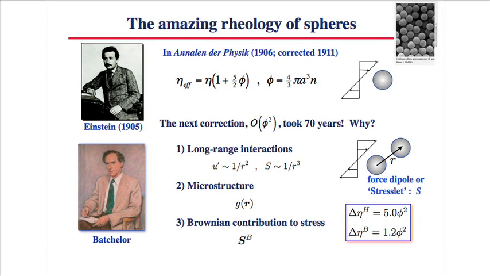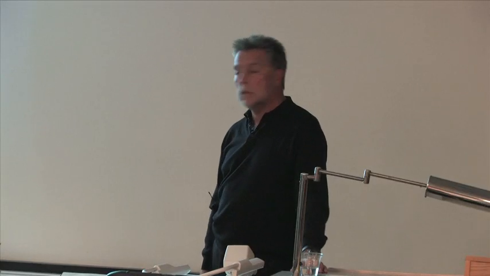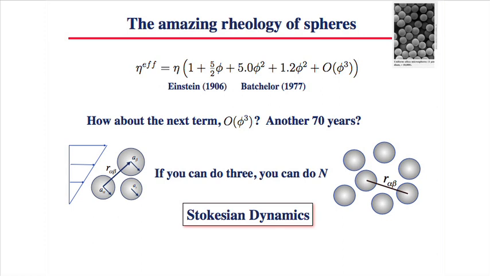He calculated both the change to the dissipation part that Einstein worried about for order phi squared, as well as this additional contribution associated with the entropic Brownian forces in the system. And that's the result there. And so the next term. Do we need to wait another 70 years?